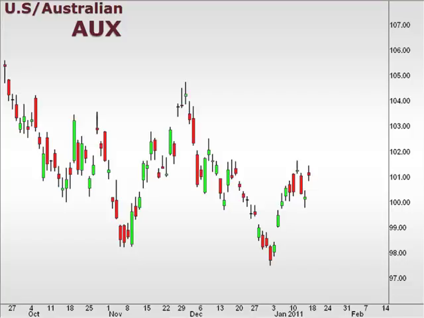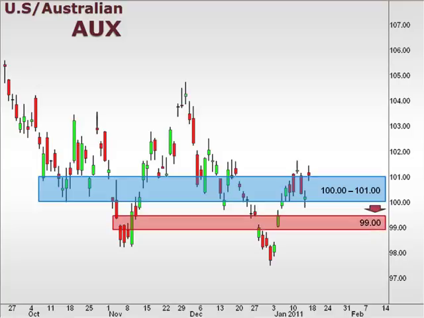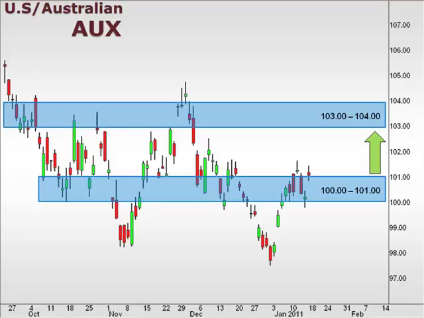Take a look at the AUX, the U.S. versus the Australian dollar. Well, the AUX actually finished last week relatively strong compared to the other pairs. We may see a retracement down to test 99. However, any positive price action above 101.5 is likely to confirm a follow-through towards the 103-104 focal zone.